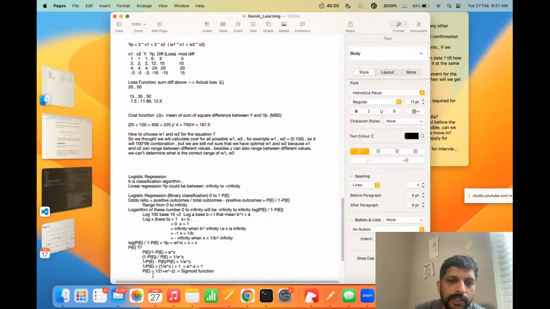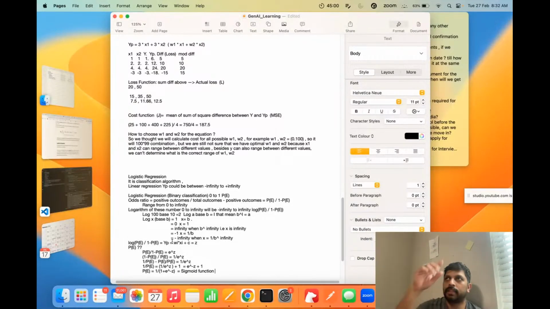What we want to predict in logistic regression is P of E. How do you get it? For given features x1, x2, x3, we calculate Z, that is nothing but y predicted, and we put it in an equation which maps the minus infinity to infinity range of values to the required 0 to 1 values that we need.